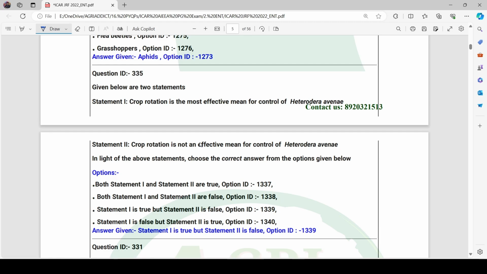Next question is another statement type question. Statement 1 is, crop rotation is the most effective means for control of Heterodera avenae, that is the cereal cyst nematode. Statement 2 is, crop rotation is not an effective means for control of Heterodera avenae. Statement 1 is true because Heterodera avenae is most effectively controlled by crop rotation. No other chemical, cultural or physical methods are well adapted for this nematode. If you rotate crops like wheat and barley with other cereals or legumes, then this nematode can be controlled. So statement 1 is true, but 2 is false. That is option 3.